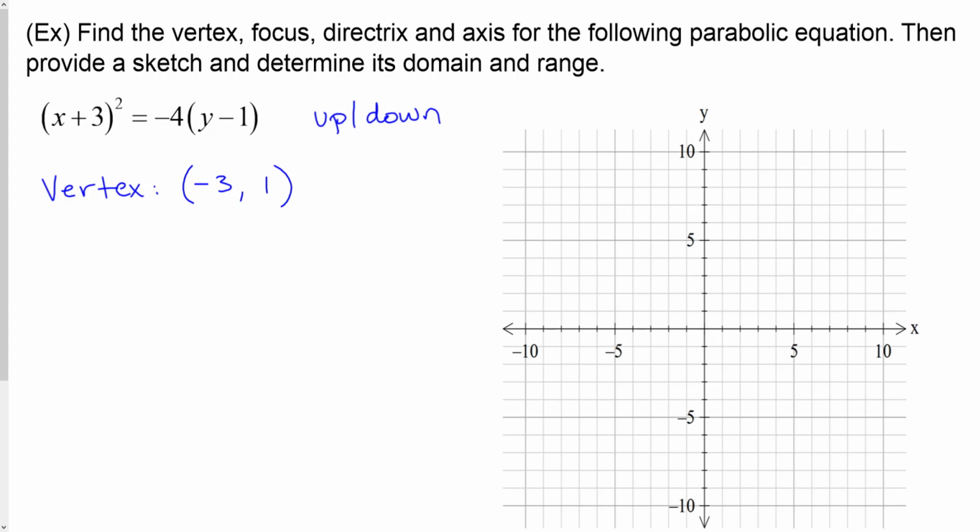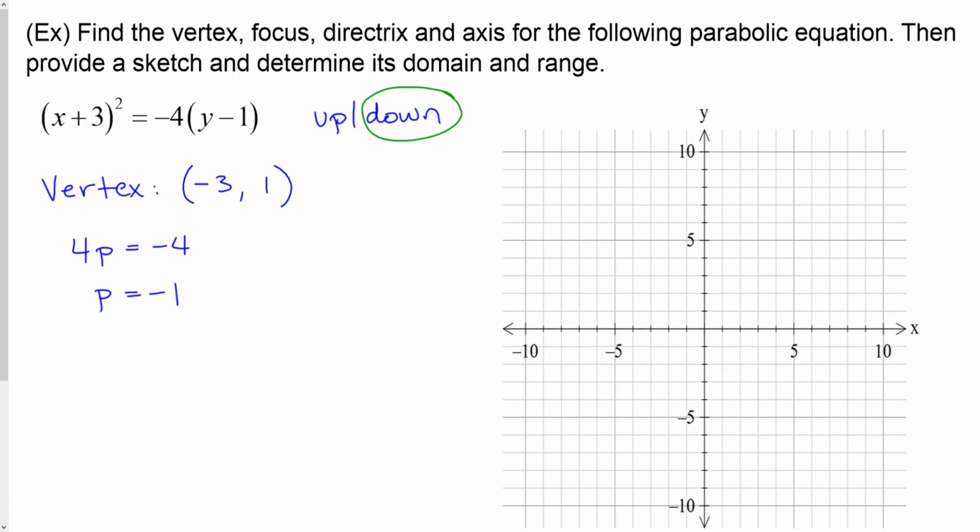The directrix and the focus, in order to come up with those, we're going to need to know the value of p. So from my formula, 4 times p is equal to -4. So p is equal to -1. So first off, what this means is my parabola is pointing in the negative direction, so it's going to be pointing downward because p is negative. And the distance from the vertex to the focus is 1 unit.